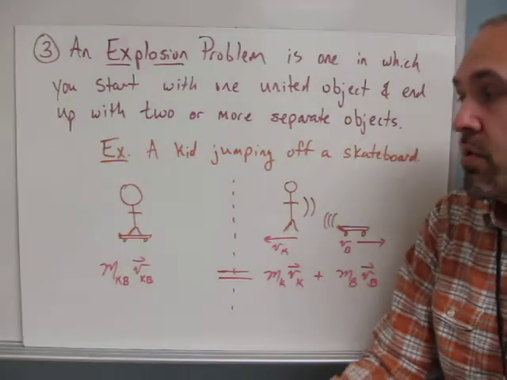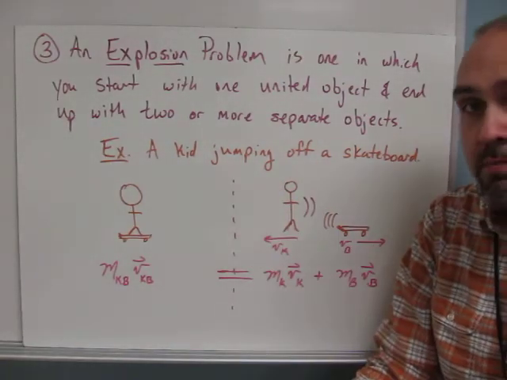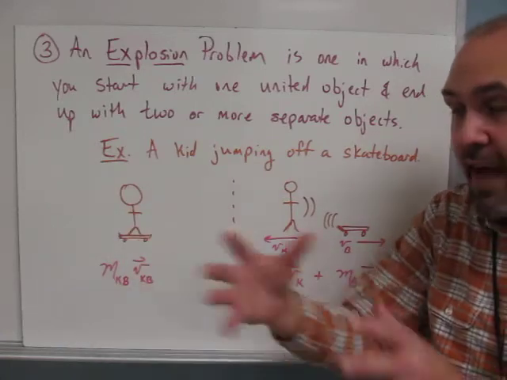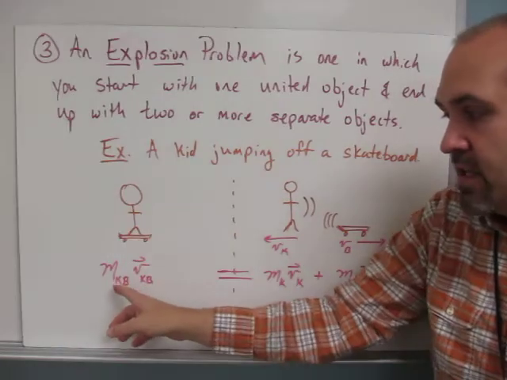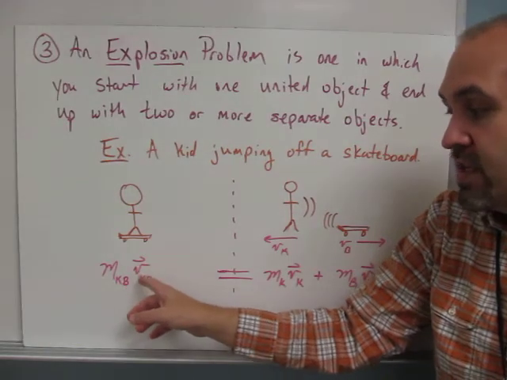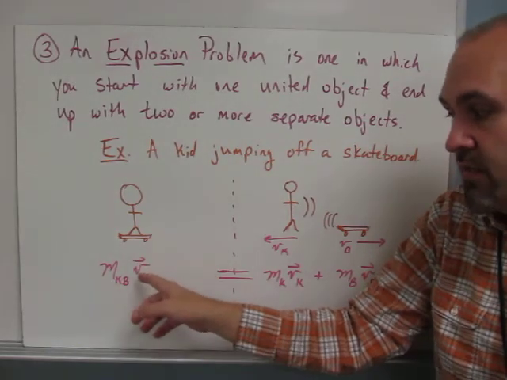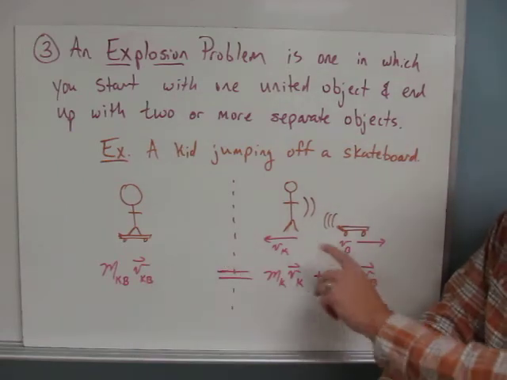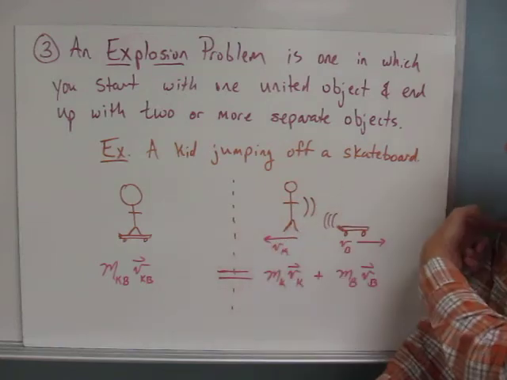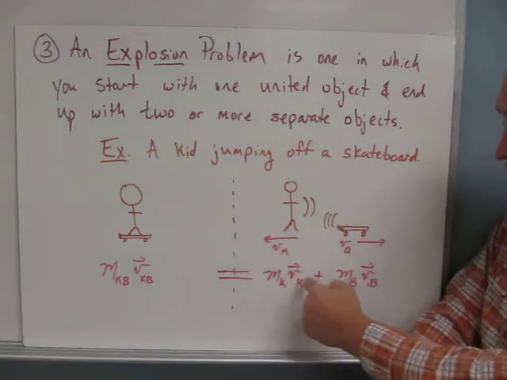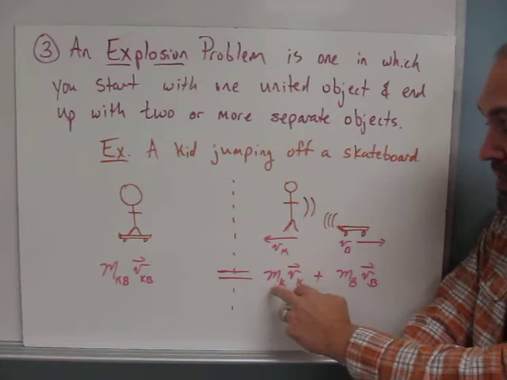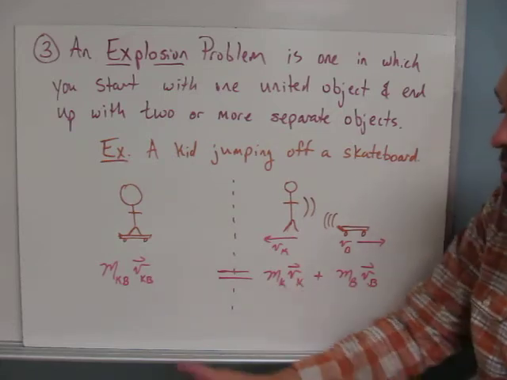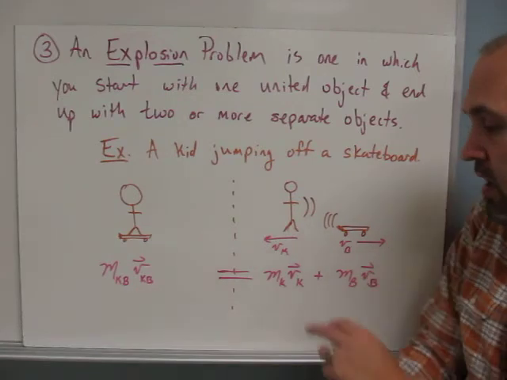It can be something simpler, like a kid jumping off a skateboard. Before the kid jumps, there's one united mass, him and the skateboard together, the mass of the kid and board, and the velocity is common also. They have the same velocity, the velocity of the kid and the board together. But afterwards, you end up with two things. You get the kid going one way and the skateboard going the other way. So you have two separate momenta to add together, the momentum of the kid, mKvK, and the momentum of the skateboard, mBvB. Here we start with one object with one momentum and end up with two objects with two separate momenta.